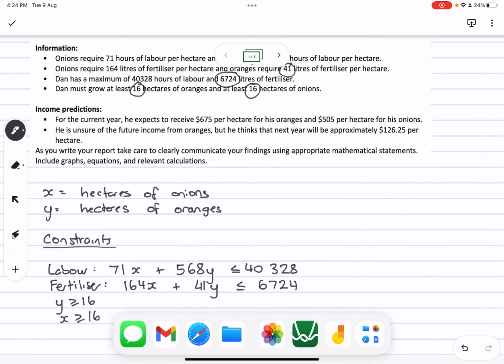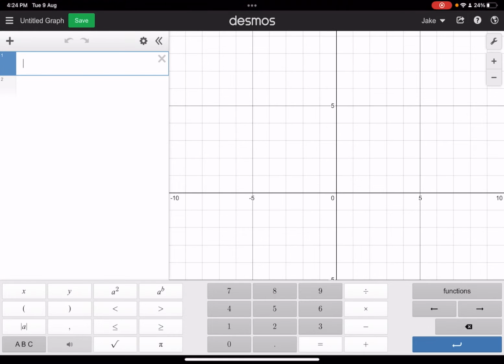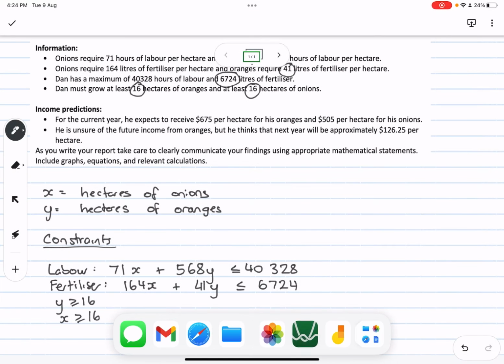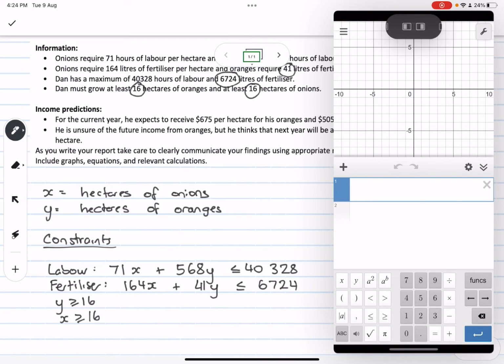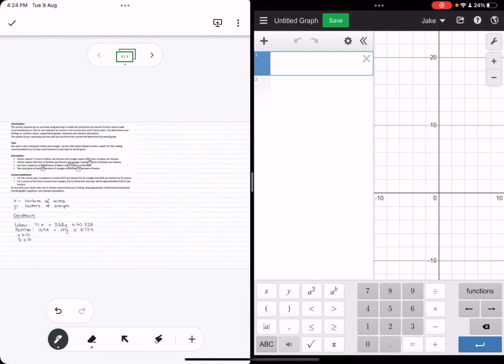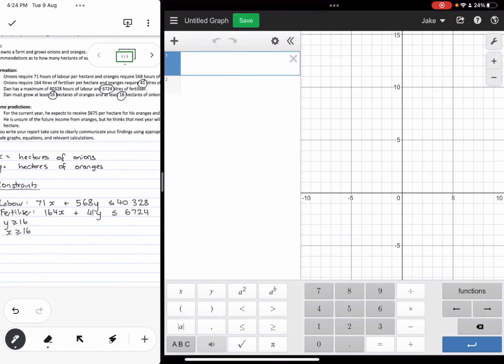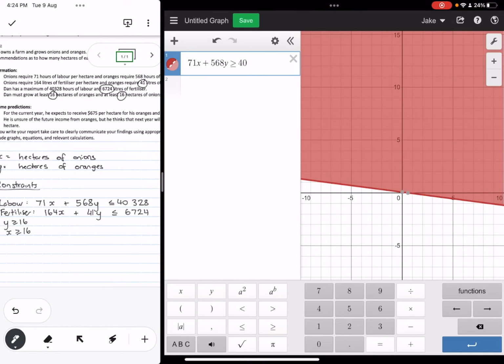We want to come along and plop this into Desmos. Bring that over there, make it split screen, and then make it a little bit bigger. So we've got our equations here. We're going to start off with 71x plus 568y, and remember when we put it into Desmos, we flip the symbols around, so we're shading out the bits that we don't want.